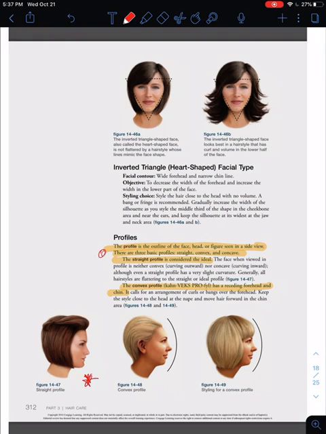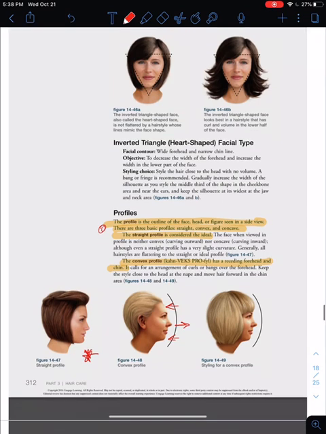Okay? The convex is when it almost looks like it's poking out. It has a receding forehead right there and a receding chin, so the nose pokes out the most. Okay, that's an easy one to remember. So when we're styling, we want to add volume in the areas that are receding. So right here, they added volume in the bangs, and the hair right here is adding a little volume to the chin.